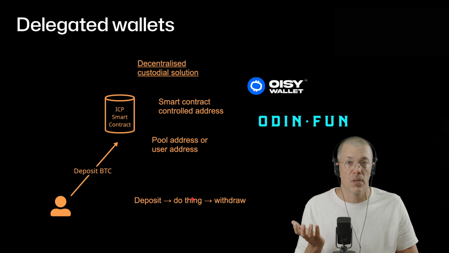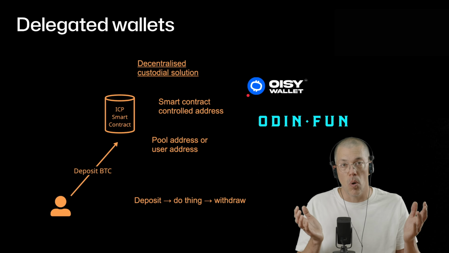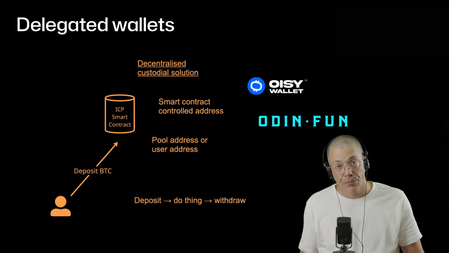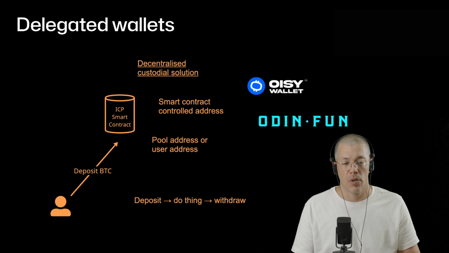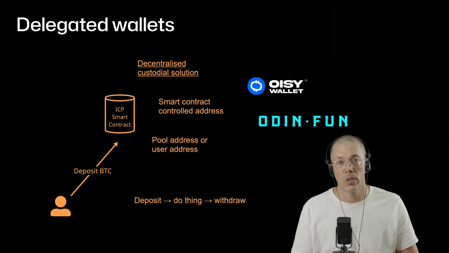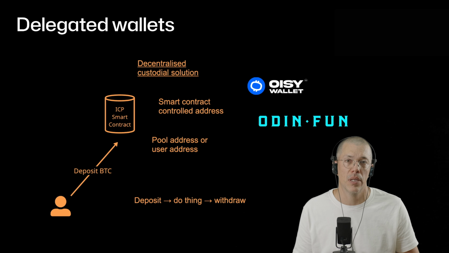And some projects that are successfully using this on ICP is Oisy. It's a wallet that supports not only Bitcoin, but also Ethereum and Solana. So it's sort of a decentralized custodial wallet on the ICP. And Odin.fun, that allows you to both create runes and trade runes on their platform.